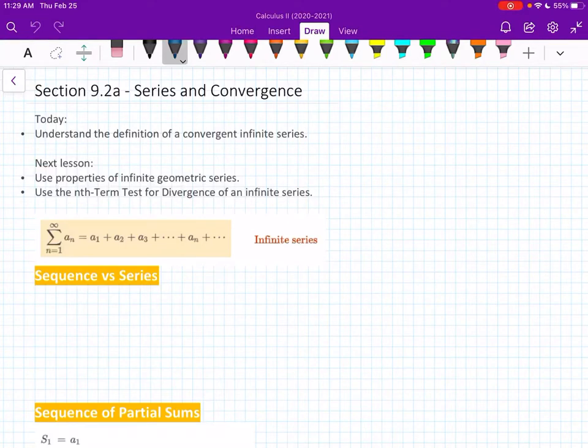Hello, for today's video we're talking about section 9.2 about series and convergence. So today we're basically going to define what an infinite series is and talk about what it means for it to converge. Next lesson we are going to talk about specific series, the geometric series, and then the nth term test for divergence of an infinite series.